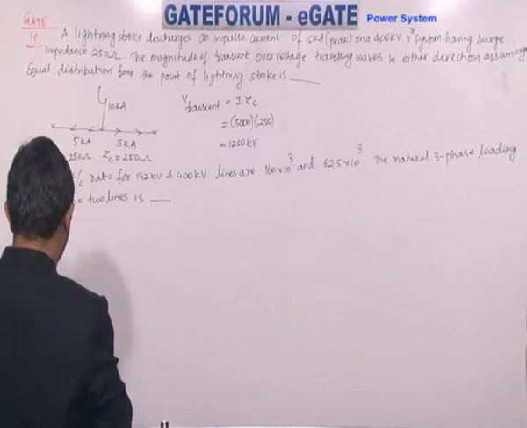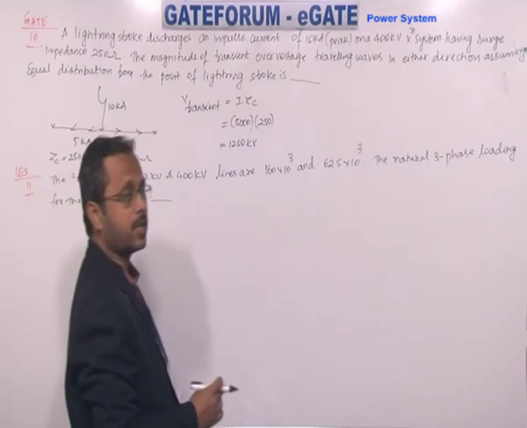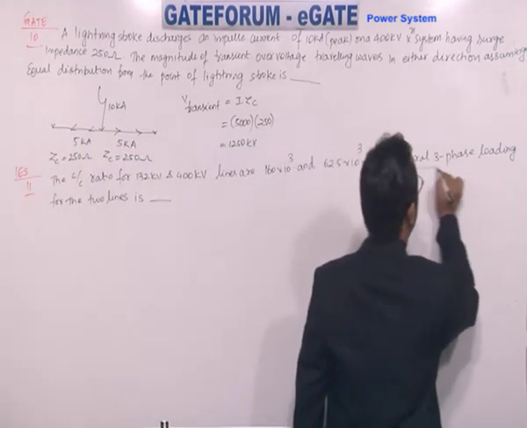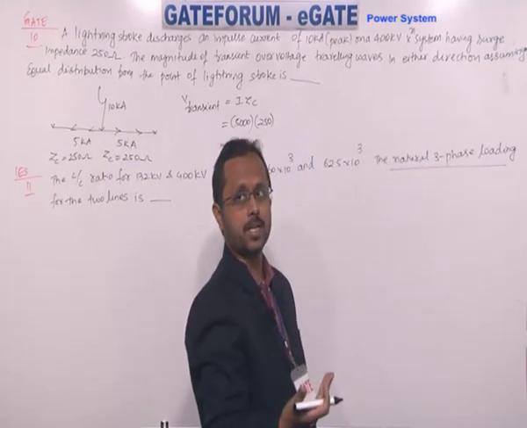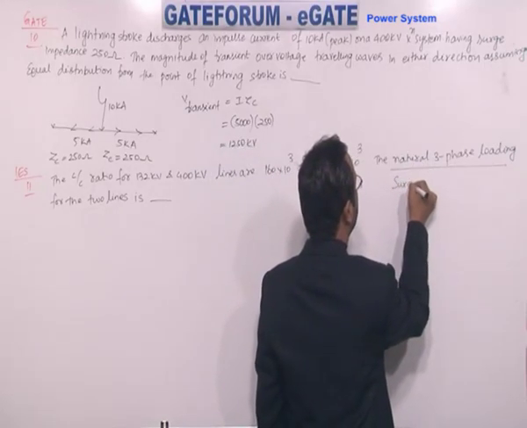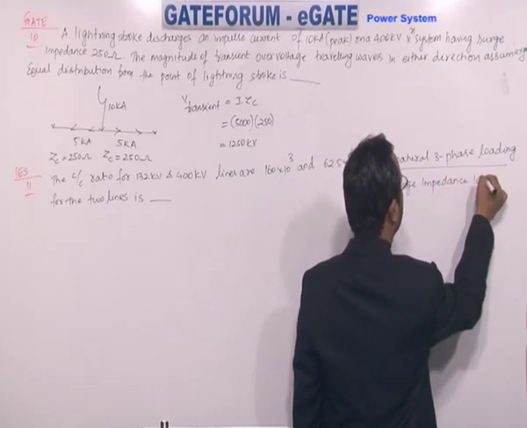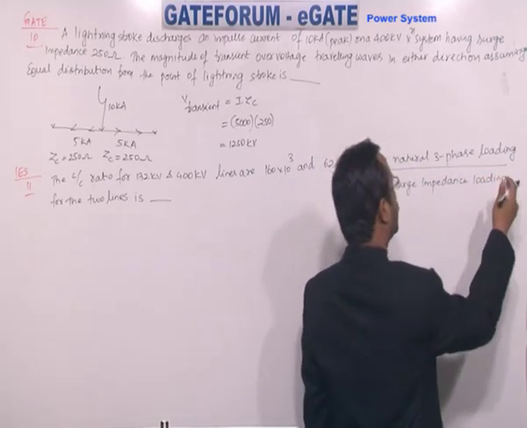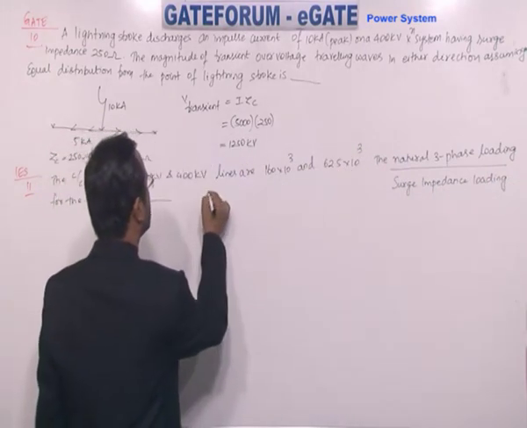So how to find out for the first line? What do you mean by natural three-phase loading? Natural impedance is also known as surge impedance. So natural three-phase loading means the surge impedance loading. By default you calculate for three-phase only, so substitute the line-to-line voltage.